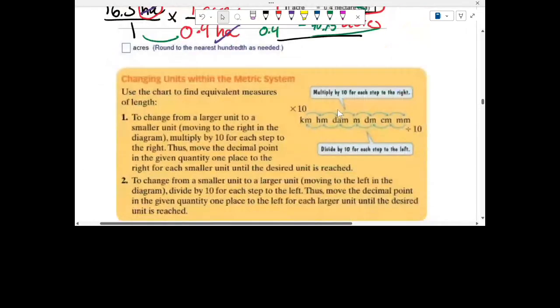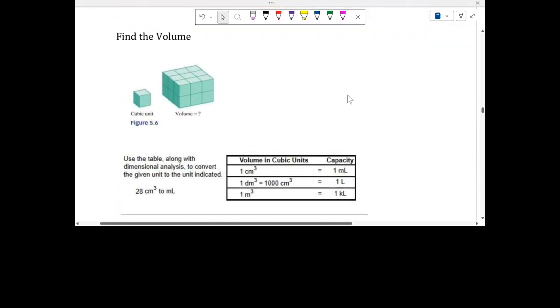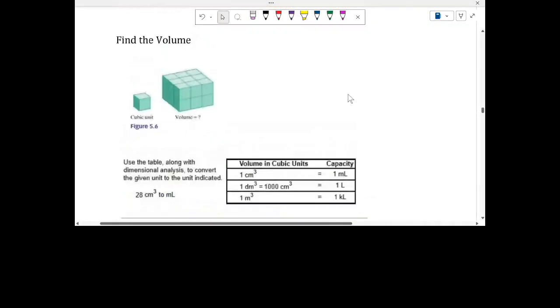All right, now let's see if we can convert in the metric system. So I'm going to keep scrolling down. Let's see, here we go. We're going to look for volume. Okay, so we want to find the volume of this picture that we got here. So y'all, we got a picture here. Let's see if we can find the volume, and then we'll kind of do the same sort of thing.